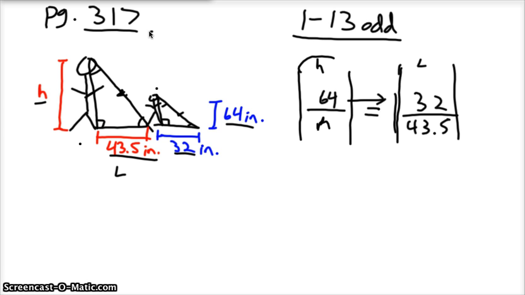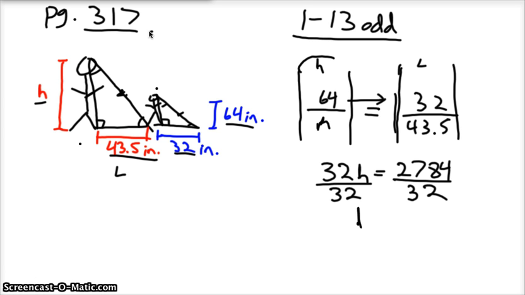Okay, so now we can solve this. So we end up getting 32h equals 64 times 43.5, which is 2,784. All right, and then we divide 32 by both sides, so that the height of our Korean soldier statue is 87. 87 what, good students? That's right, 87 inches. Okay, that is our answer.